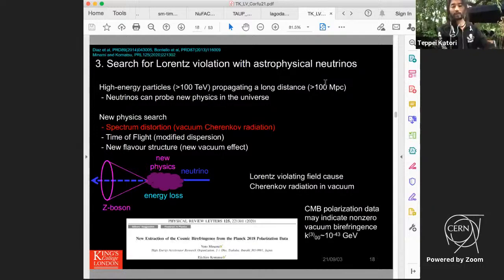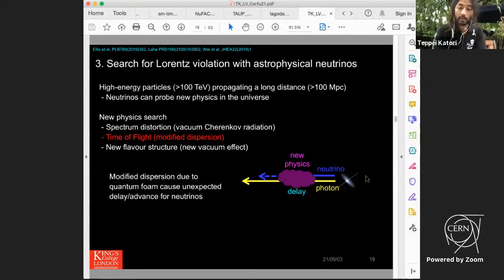This is interesting because with a similar effect in the CMB, you can expect a polarization modification or rotation of the polarization plane in the vacuum. It's called vacuum birefringence. And there is some weak indication there may be some vacuum birefringence for the CMB. And that corresponds to physics at a scale of 10 to the minus 43 GeV. That's quite a high energy, although these authors are not quite convinced.